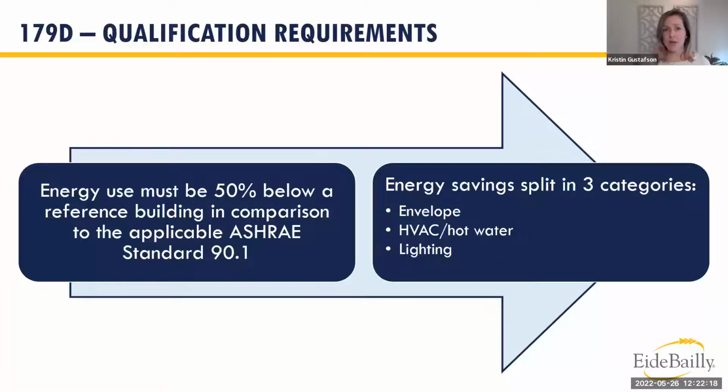Those energy savings come from three categories of systems: envelope, which means walls, roofs, and windows; HVAC and hot water systems; and lighting. We build an energy model using software approved by the IRS and the Department of Energy to compare the energy use of that design building to a similar building built to that ASHRAE standard or baseline.